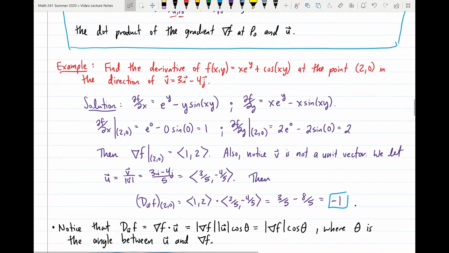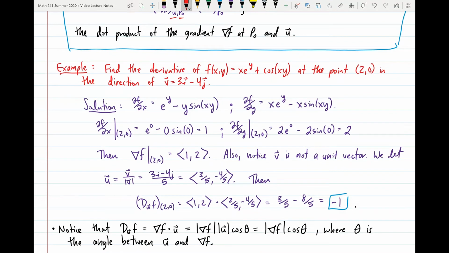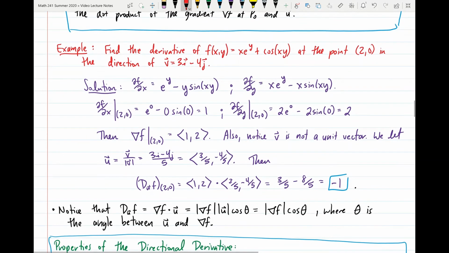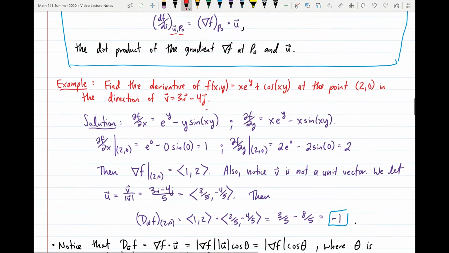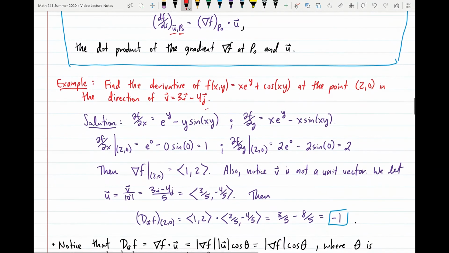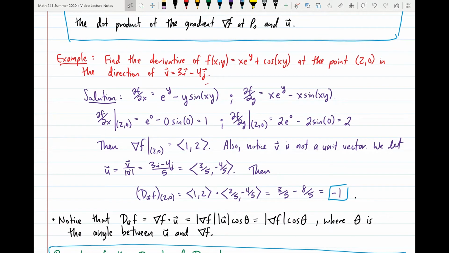We want to find the derivative of the function f of x, y is equal to x times e to the y plus cosine xy at the point 2, 0 in the direction of v is equal to 3i minus 4j. So notice right off the bat that v, as it's given to us, is not a unit vector. So we're going to have to find the unit vector in the same direction as v, and then apply the theorem from above to calculate the directional derivative. So I'm actually going to do that first.